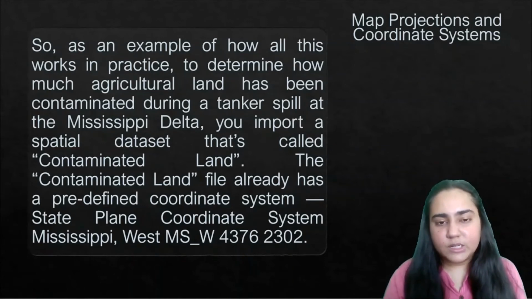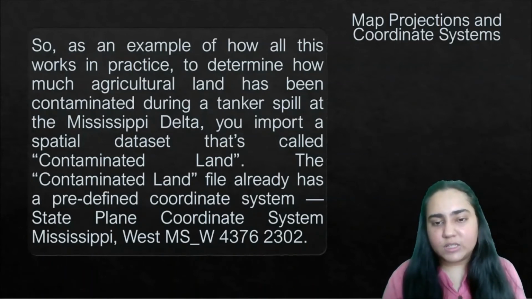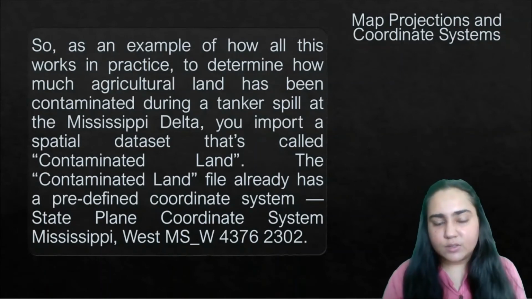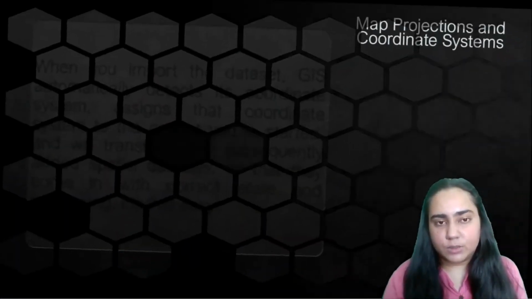Now this contaminated land file already has a predefined coordinate system, which is the State Plane coordinate system, Mississippi West. I'm not going to read out the whole thing. So, okay, West MS underscore W 4376 and 2302. This is the name of the coordinate system that is already assigned to this file called contaminated land. It's a spatial data set. It has this coordinate system already assigned to it.